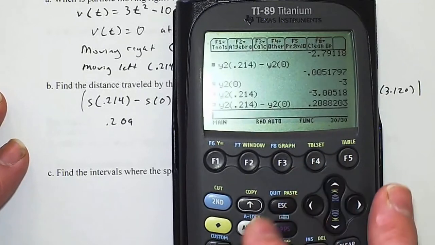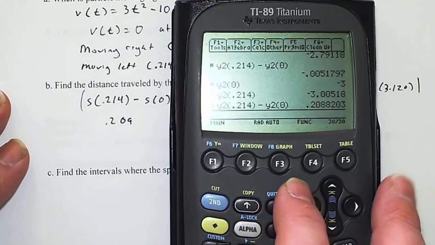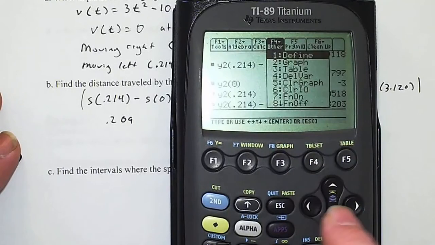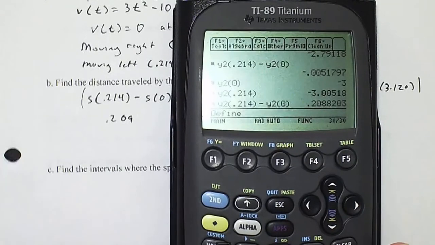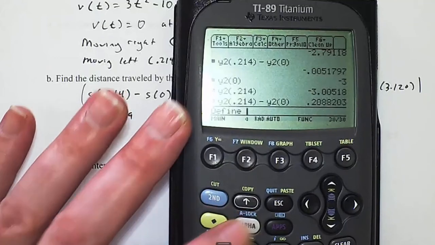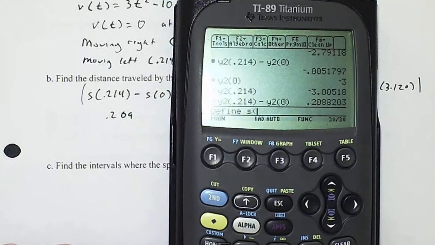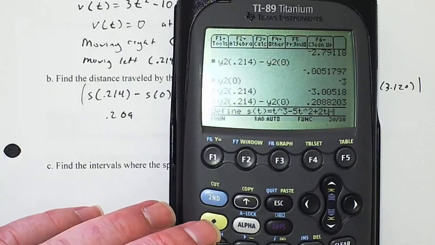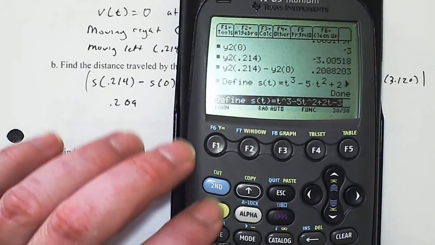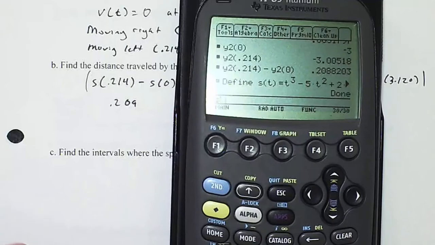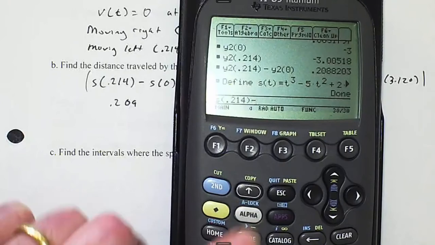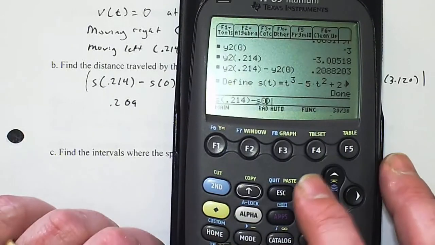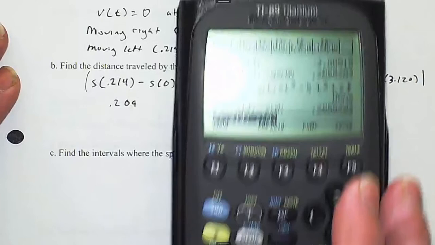There is one other way I can do this, which is probably my absolute favorite way, and that is to go to define. If you go to the F4 menu in the home screen, other, you can say define. And I can actually say, like, alpha s, which is the button 3, of t equals t cubed minus 5t squared plus 2t minus 3, and it'll say done. And then I can say stuff like alpha s of 0.214 minus alpha s of 0, and it works really well.